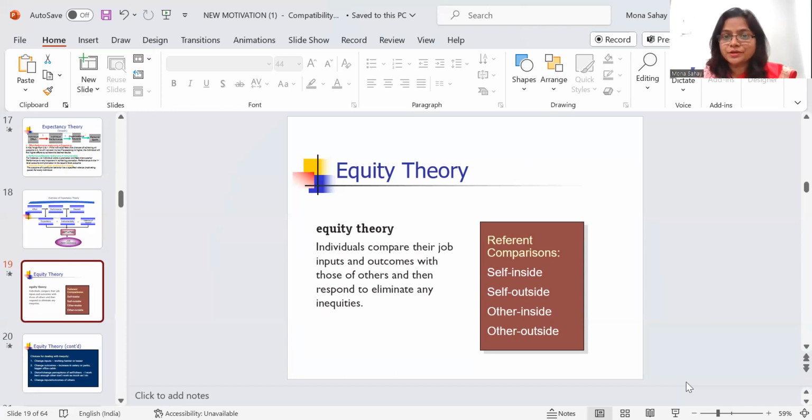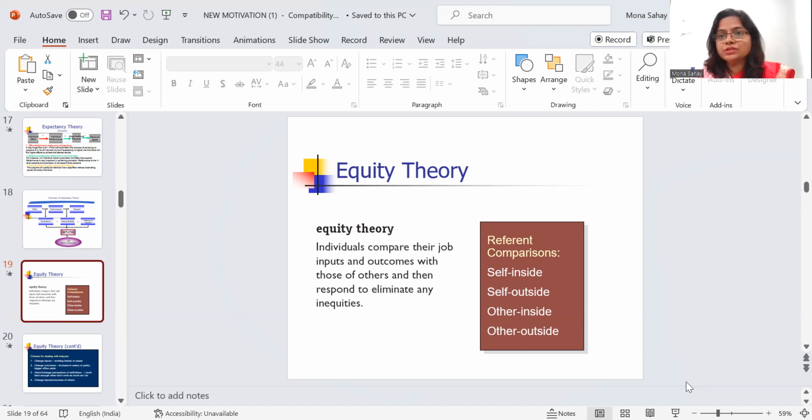That is self outside. Other inside means that the person is comparing his or her compensation, input versus output, all these things, with other people inside the same organization. So it is very obvious that people do compare with what their colleagues are getting, what kind of rewards they are getting, what kind of salaries they are getting, what kind of increments they are getting. So employees do compare themselves with their own colleagues in the same organization, which comes under other inside.